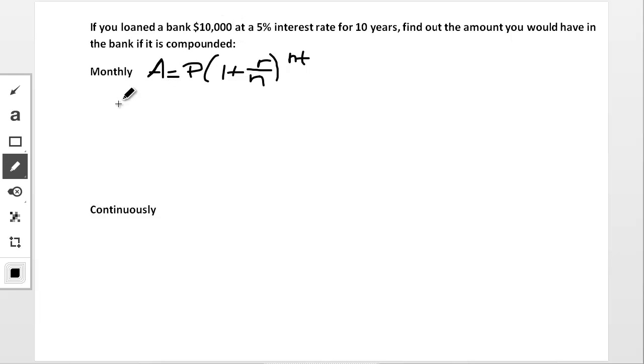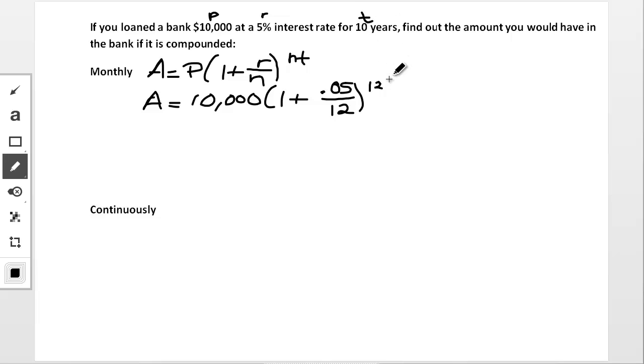So our amount is going to be equal to the principal, which is $10,000, times 1 plus our rate of 5%. 5% as a decimal is 5/100ths. And it is being compounded monthly, so the number of times per year is 12. And then again, we'll use the 12 for our n, and we're looking at this in 10 years. So t is 10.